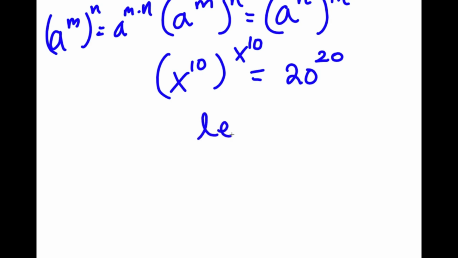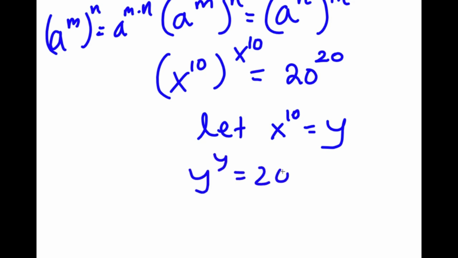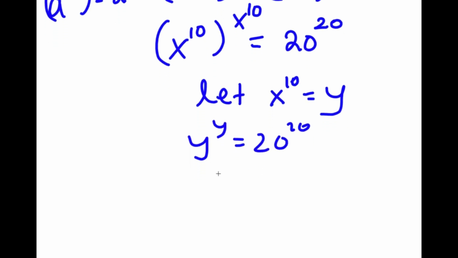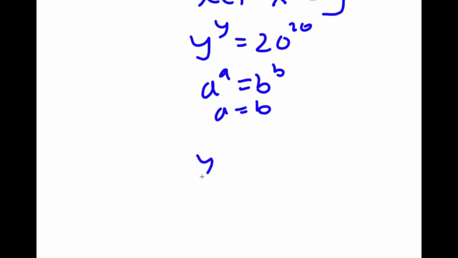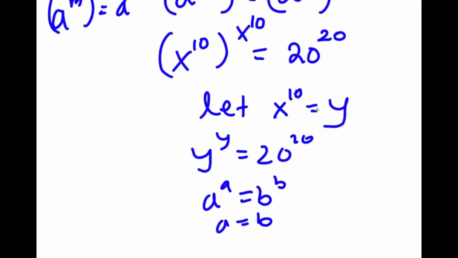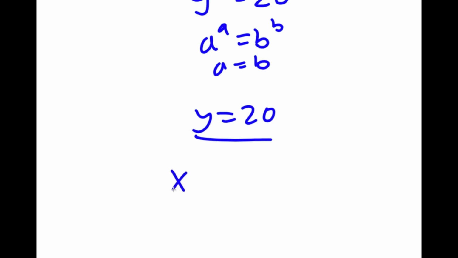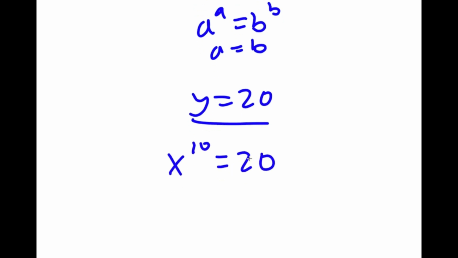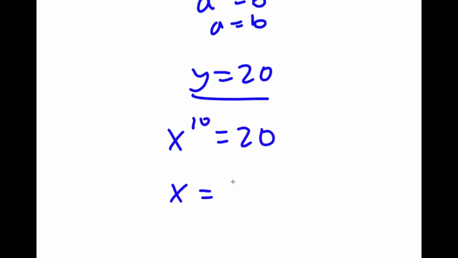Now I'm going to let x to the power of 10 equal to the variable y. So now I have y to the power of y is equal to 20 to the power of 20. And a to the power of a equals b to the power of b. This means that a equals b. So y is equal to 20. Now remember how we let x to the power of 10 equal to y, meaning x to the power of 10 is equal to 20, and x is equal to the 10th root of 20.